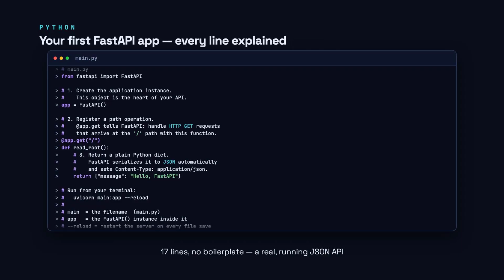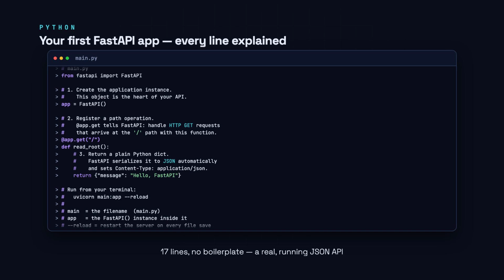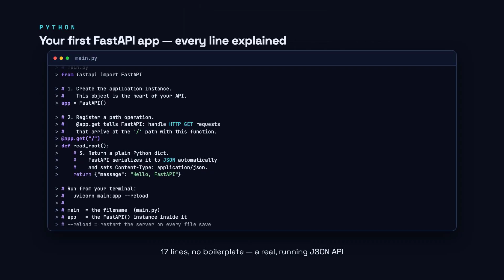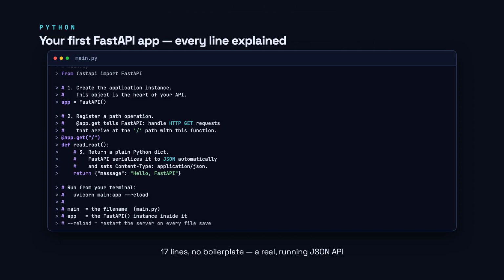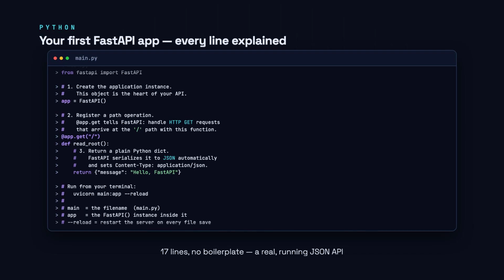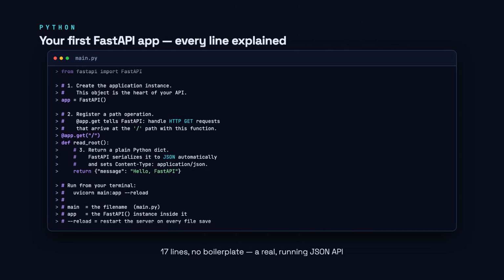The function read_root returns a plain Python dictionary. FastAPI intercepts that return value, serializes it to JSON, and sends it back with the correct headers automatically. Finally, the uvicorn command in the comment is how you start the server. You pass it the module name, a colon, and the variable name of your app instance, plus --reload, so the server restarts whenever you save the file.